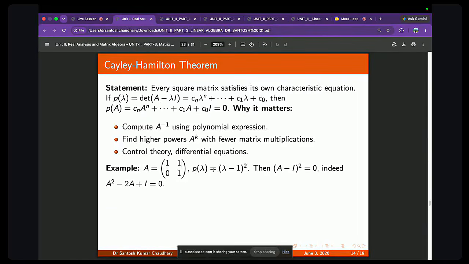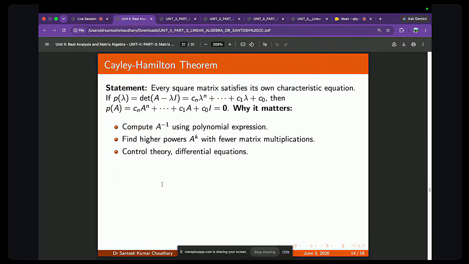There is one example here: matrix A is 1, 1, 0, 1. You find the characteristic equation, which will be (lambda minus 1) squared. You can simply check A minus I, so the 1 in the number will convert into the identity matrix in the matrix equation. So we are converting the characteristic equation into a matrix equation: (lambda minus 1) squared equal to 0 converts into (A minus I) squared equal to 0. If you simplify further, you will get this. The Cayley-Hamilton theorem says this will be satisfied, and you can check that. This is a theorem actually.